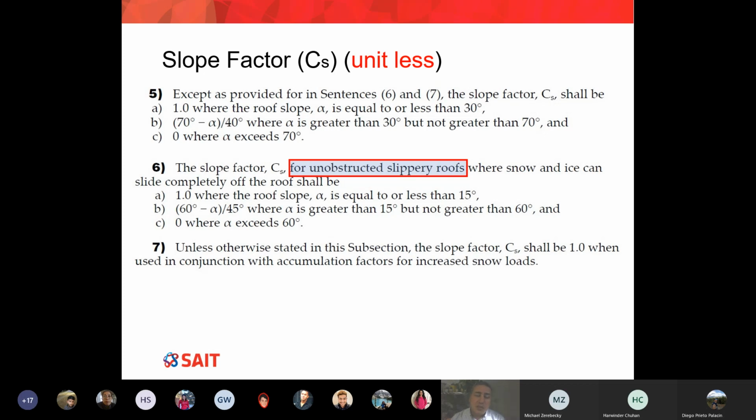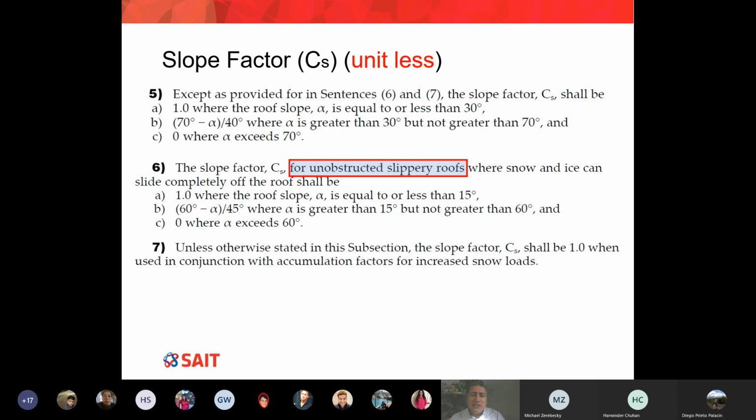It means your slope factor is 0.3. It means you've lost already 67% of your load. They leave the roof and they go somewhere else on the ground. Okay. If alpha exceeds 60 degrees, so if you have a roof that has very high pitch angle, high slope angle, then in this case more than 60 degrees, it means 0. It means your CS equal to 0.